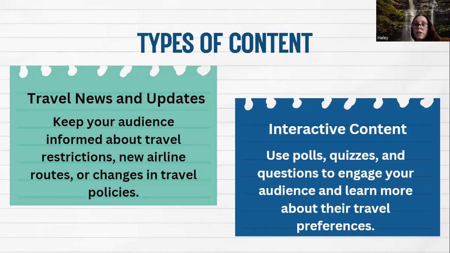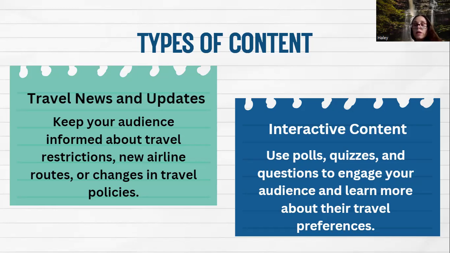Interactive content is really important because this keeps people engaged. You want them to engage with your page. Engaging it will get more people to see it. It will up your algorithm. It helps you a lot. So you could do things like polls, quizzes, questions to engage your audience, and then you can learn more about their travel preferences.